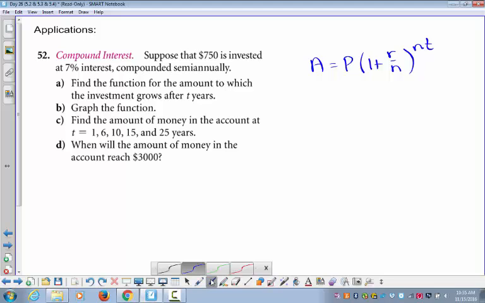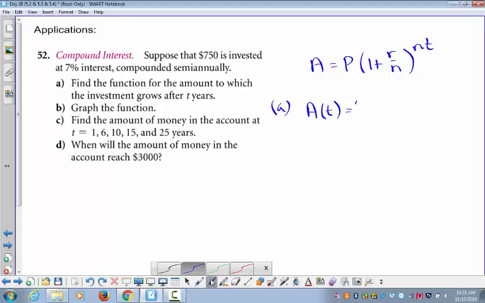Okay, so this says, suppose that $750 is invested at 7%, compounded semi-annually. So that means there's 2 compounding periods in a year. So for part A, find the amount to which the investment grows after T years. Okay, so the amount. And you can put the independent variable in there if you want. You don't have to. So that just says the amount after T years, A of T.